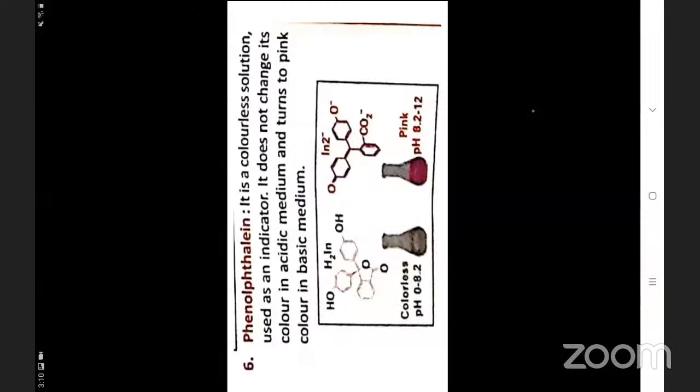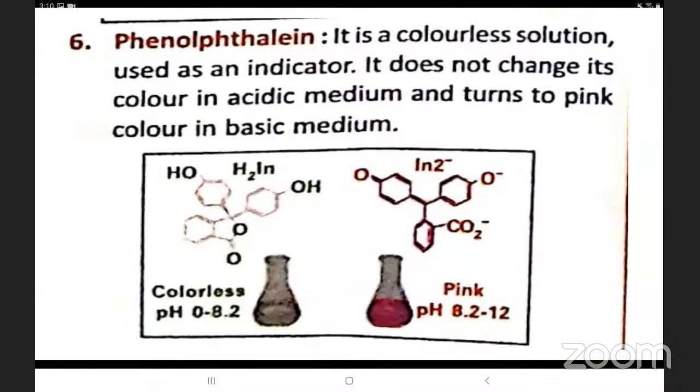So phenolphthalein is used to indicate acid solutions and base solutions. When we add this phenolphthalein indicator to an acid solution, it will not show any color; the color of the solution remains the same. And when we add this phenolphthalein indicator to a base solution, the solution changes into pink color. That pink color indicates that the solution is a base. So the phenolphthalein indicator is colorless in acid solution, and pink in base solution.